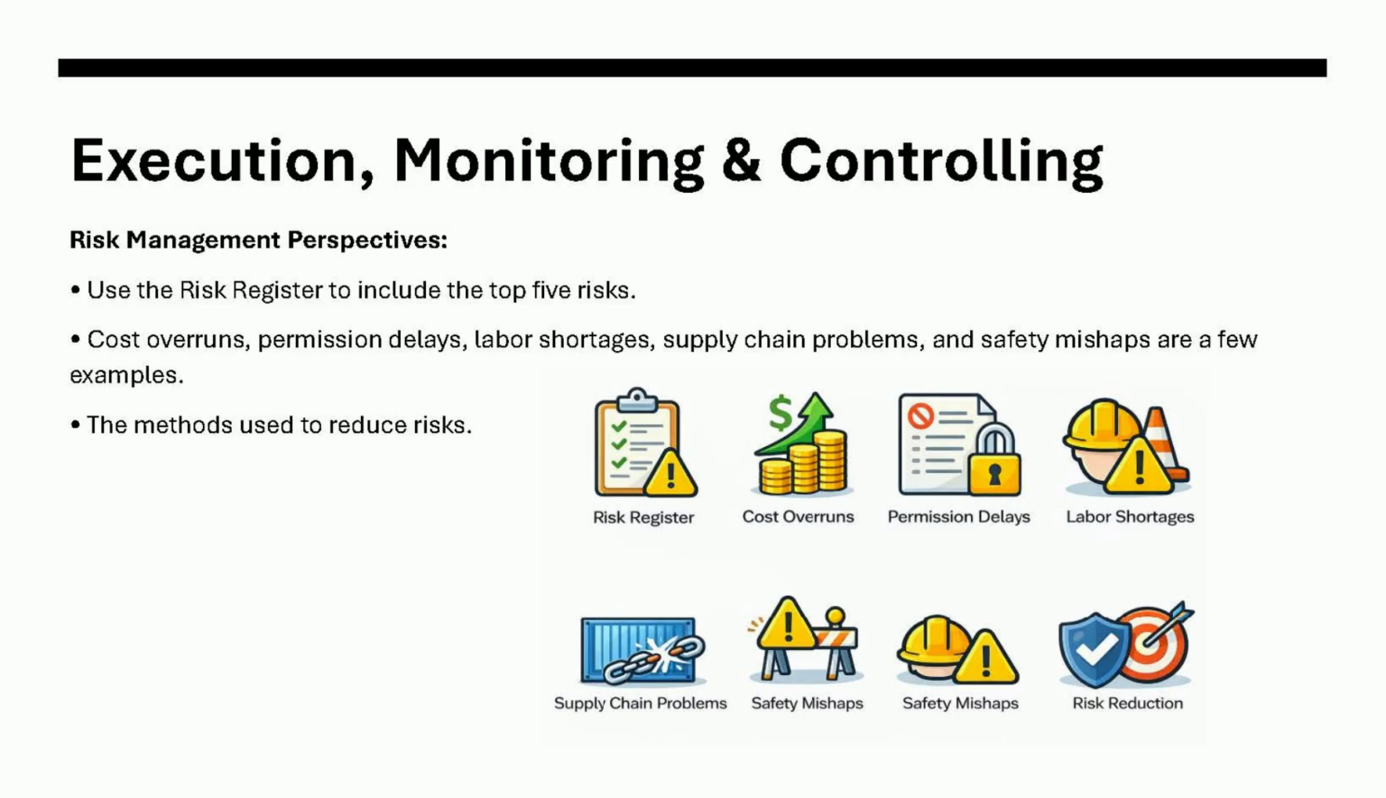Executing, monitoring, and controlling. During the execution phase, strong risk management was essential. The project team used a risk register to monitor major risks. Some of the most important risks include cost overruns, delays in permits and approvals, labor shortages, supply chain disruption, and safety incidents during construction. To reduce these risks, the project implemented mitigation strategies such as continuous monitoring, safety protocols, and improved coordination between stakeholders.